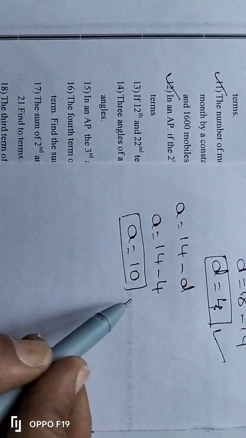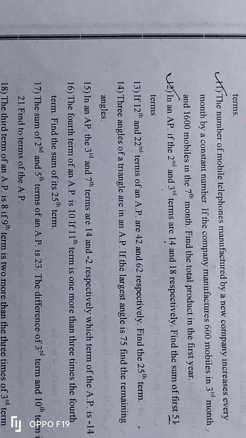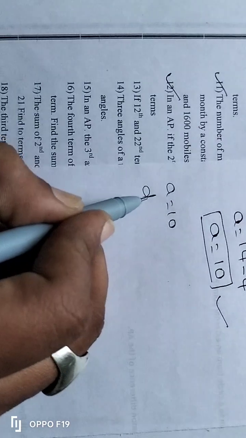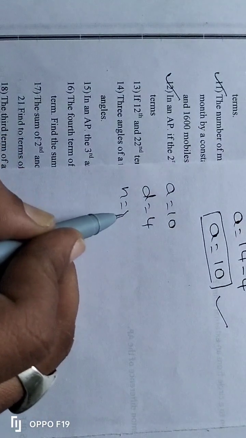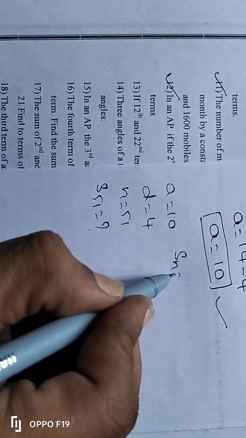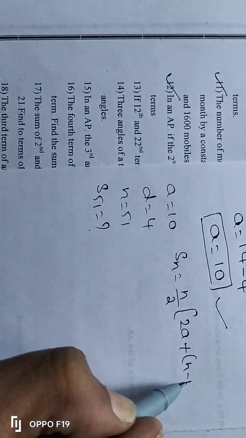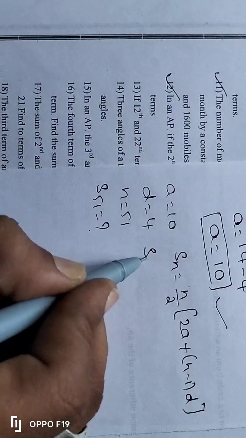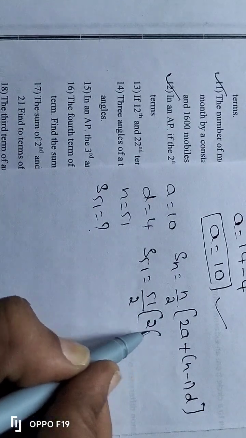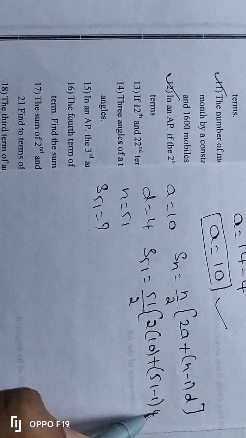After getting the value of D as well as A, we are asked to calculate the sum of the first 51 terms. So now let us make a list. A is equal to 10, D is equal to 4, N is equal to 51, S51 is equal to question mark. What is the formula? Sn is equal to n by 2 into 2a plus n minus 1 into d. So S51 is equal to 51 by 2 into 2 into 10 plus 51 minus 1 into 4.